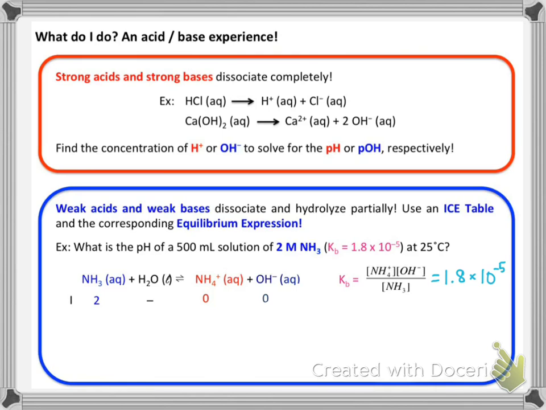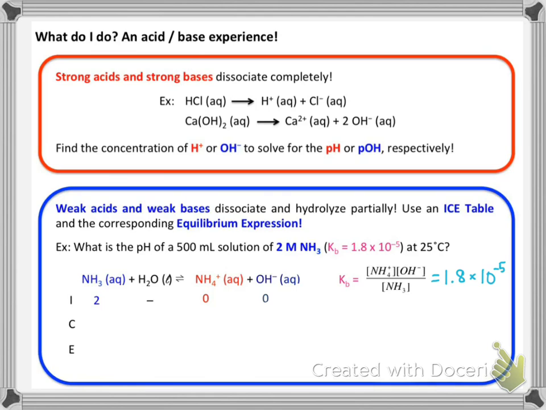And so to start our ICE table, we can plug in our initial concentration for ammonia. In ICE tables, we use molarity, so we actually don't need to use that volume that was provided. ICE tables and equilibrium are all done with concentrations rather than moles. We'll use the moles with our ICF tables.